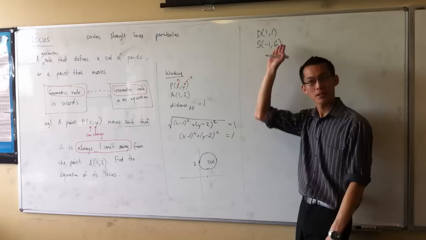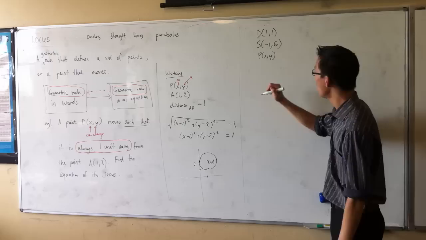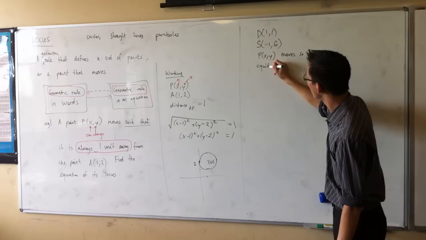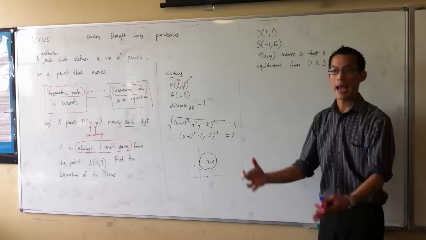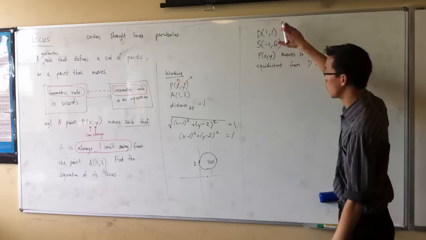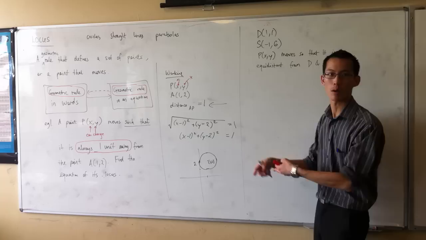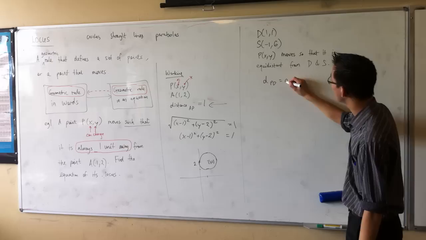Two points. Okay, and we'll say P, our variable point (x, y), moves so that it is equidistant from D and S. Find the equation of its locus. Now, we've got the important bits down. I'd probably start off with this line here. Before I launch into formulas, I want to say what the formulas are referring to. So I'll say distance PD is equal to distance PS. So there's my translation, if you like, from words into an equation.